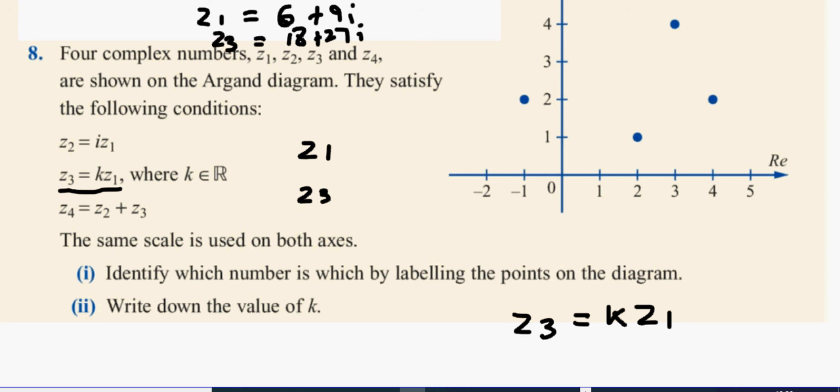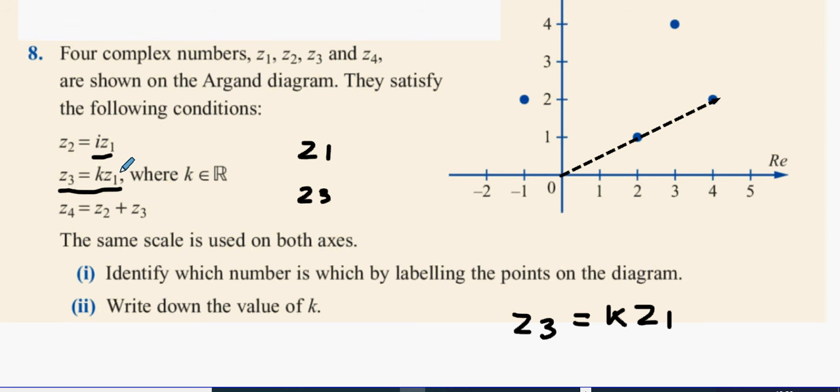Is there any 2 points that are on the same line as each other? Which 2 do you think? I think these 2 are on the same line as each other. Would you agree with that? So what does that mean? One of them is Z1 and the other one is Z3. The problem is I don't know which one's which at the moment. Does that make sense? Now, what happens when you multiply by i?